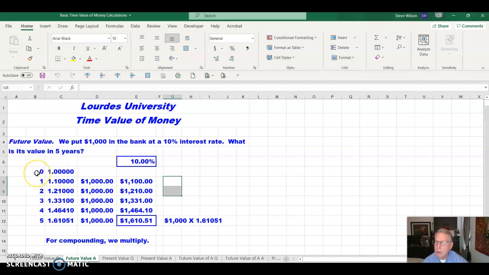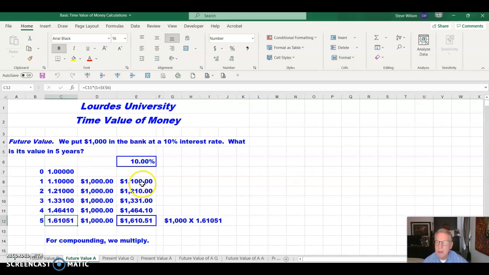First of all, we start with period 0. Period 0 is right now. Period 1 in this case is 1 year from now, then 2 years, 3 years, 4 years, 5 years from now. Always in period 0, the factor, as I call it, is 1. Then we multiply the previous cell times 1 plus the interest rate, which is 10% here, and we multiply the next cell by the previous cell times 1 plus the interest rate, etc. down. So that's a compounding factor, as you see.